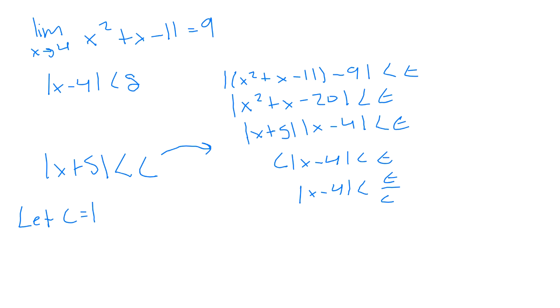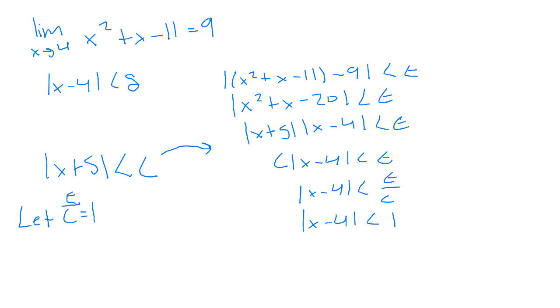All right, so now we're going to play around with some stuff. Wait, I misspoke. So epsilon over c is going to be 1. So let's plug that back in. We have epsilon over c equals 1, to where we get absolute value of x minus 4 is less than 1.